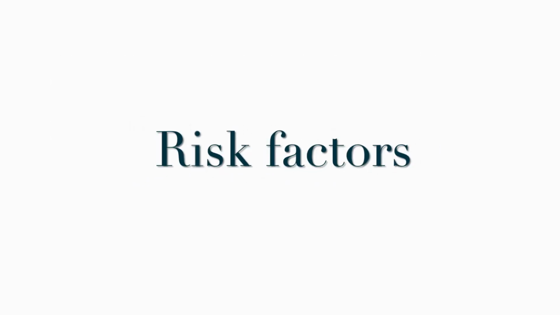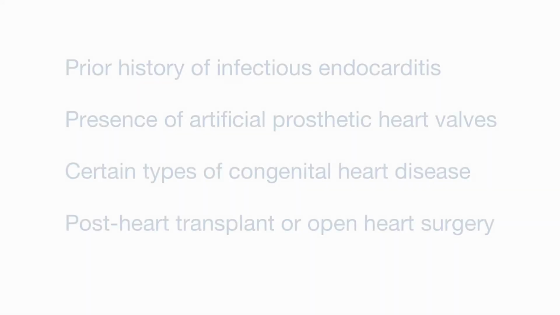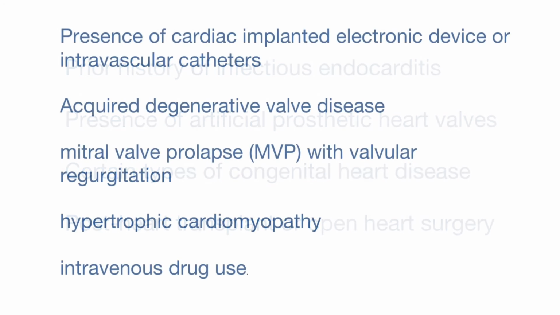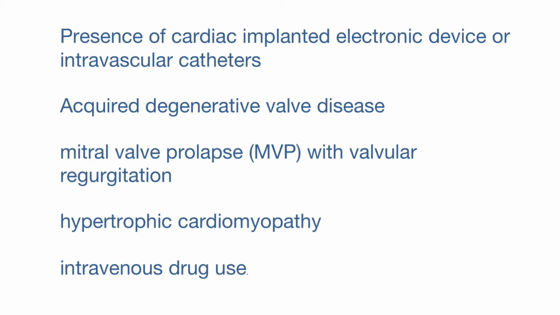Now let's talk about the risk factors for infective endocarditis. Prior history of infective endocarditis. Presence of artificial prosthetic heart valve. Certain types of congenital heart disease. Post-heart transplant or open heart surgery. Presence of cardiac implanted electronic device or intravascular catheter. Acquired degenerative valve disease. Mitral valve prolapse with valvular regurgitation. Hypertrophic cardiomyopathy and intravenous drug use.